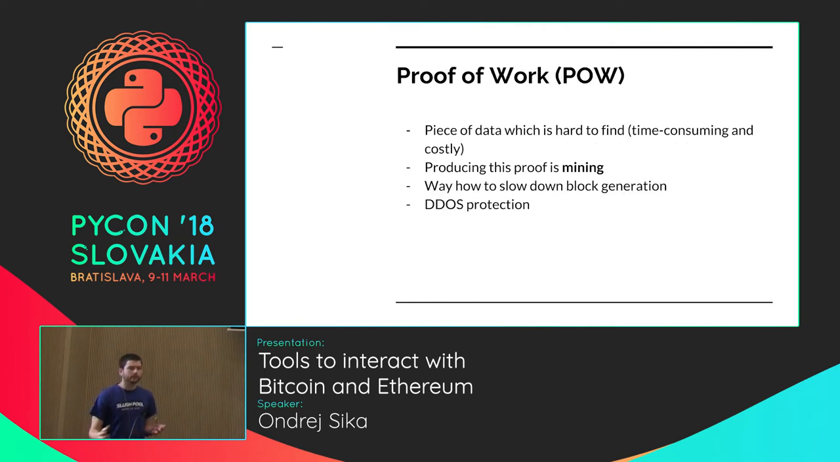The proof of work is a piece of data which is hard to find. It's generated by hashing the block header, and if someone finds this proof, he can save the block of transactions into the blockchain. This slows down block generation, is DDoS protection, and is protection against chain splits. We need one chain with a chronological order of transactions.